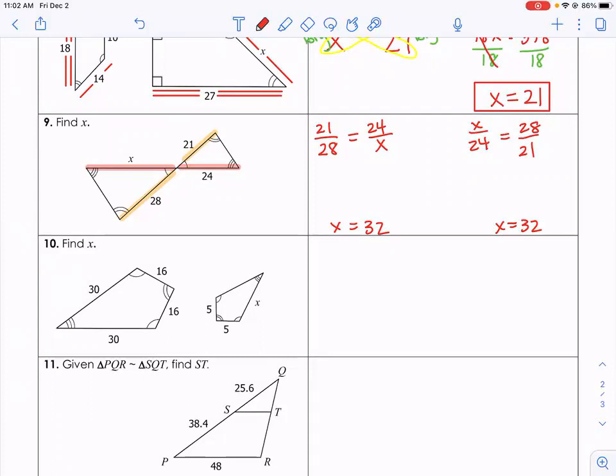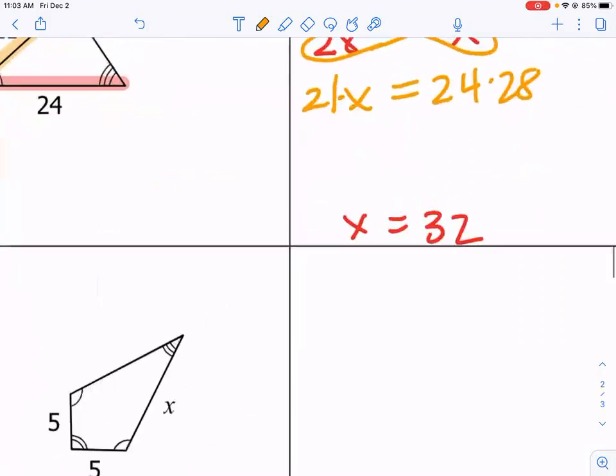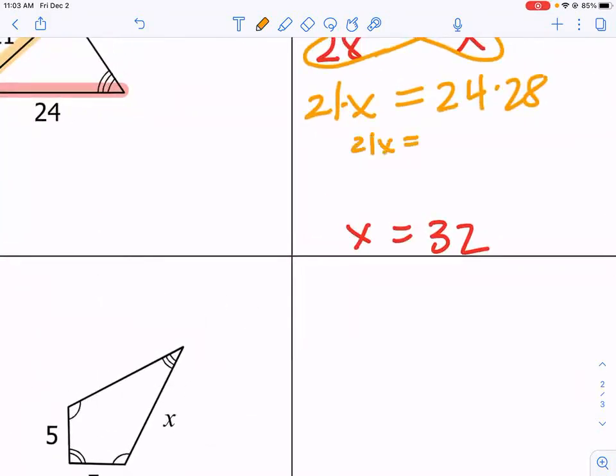Guess what? When we cross multiply, we're going to take 21 times X and 24 times 28. No matter what, both ways we do it, we're going to get 24 times 28. What was that big number? And to get X by itself, we're going to have to divide both sides by 21.